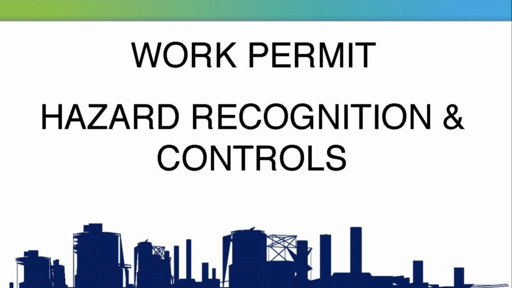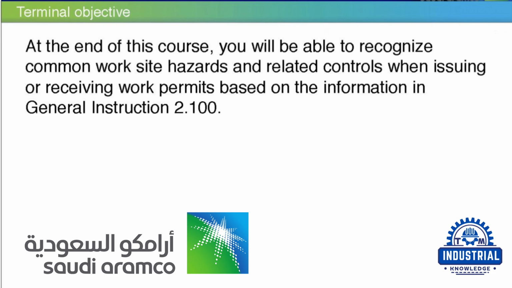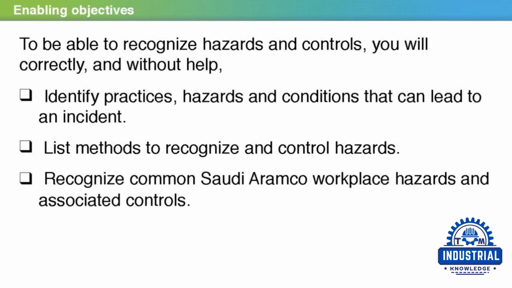Work permit. Hazard recognition and controls. At the end of this course, you will be able to recognize common work site hazards and related controls when issuing or receiving work permits based on the information in General Instruction 2.100. To be able to recognize hazards and controls, you will correctly, and without help, identify practices, hazards and conditions that can lead to an incident.